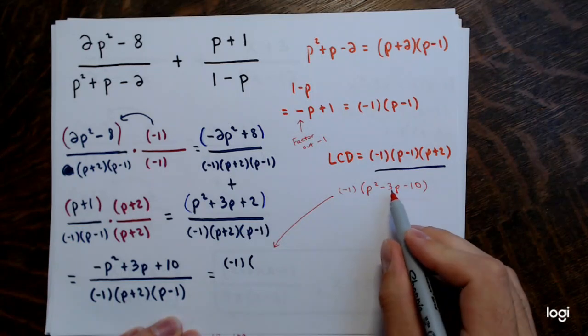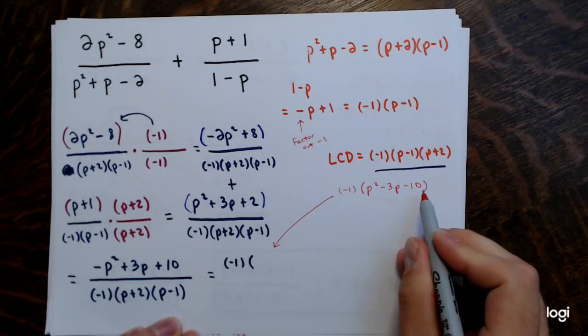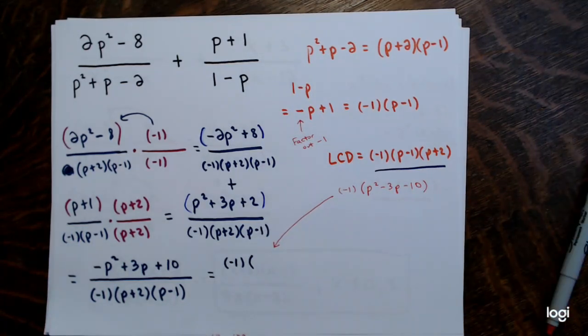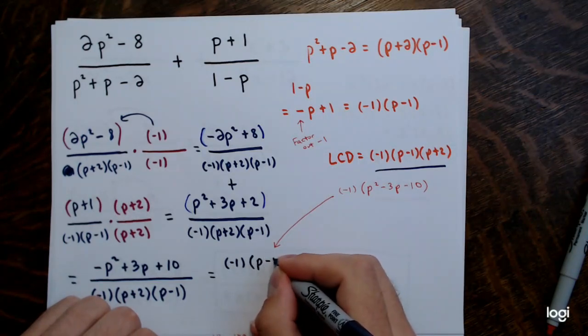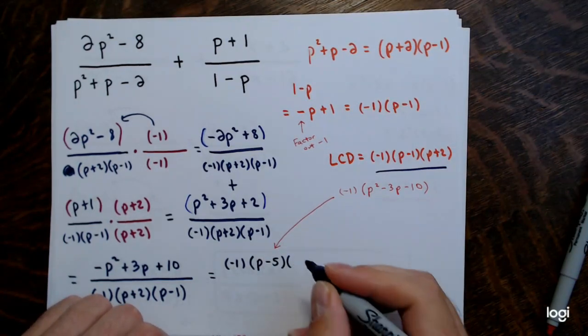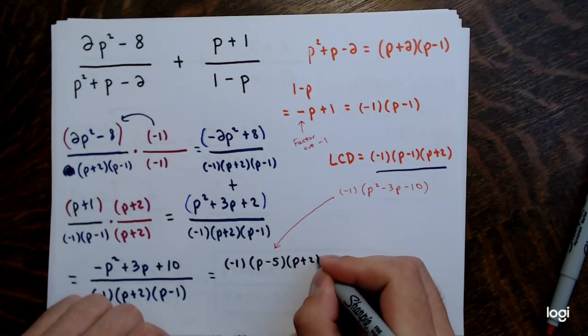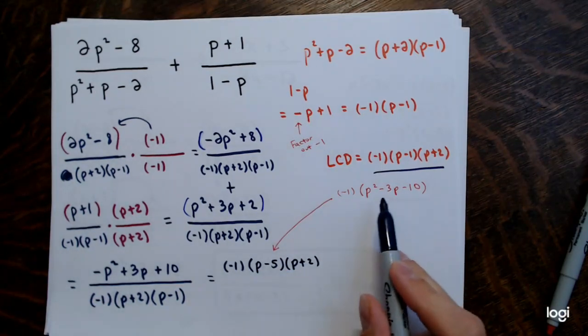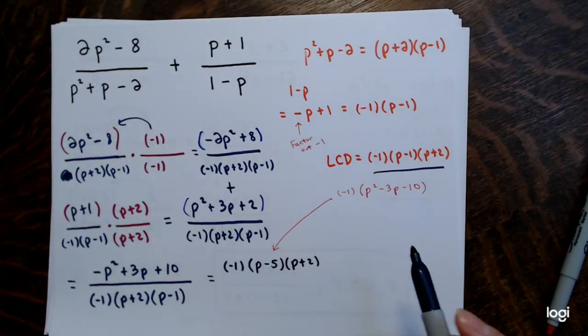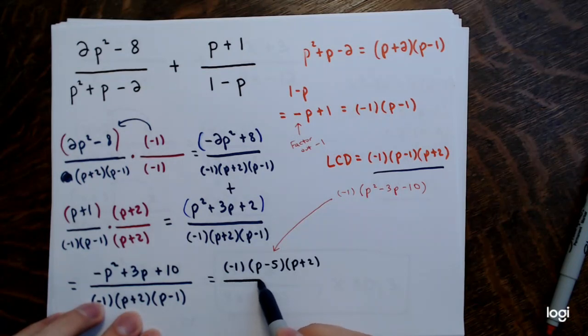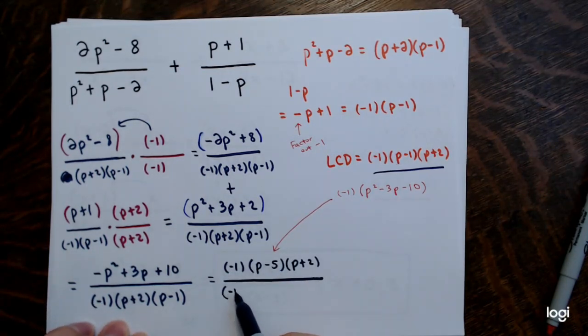And then p squared minus 3p minus 10 can factor even further to p minus 5 times p plus 2. And you can double check: take p minus 5 times p plus 2, you're going to get p squared minus 3p minus 10. So there's the numerator totally factored. And here's the denominator totally factored, the LCD.